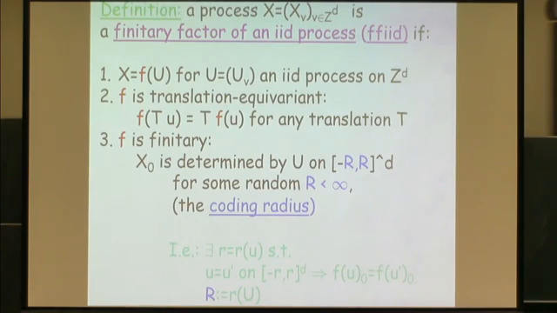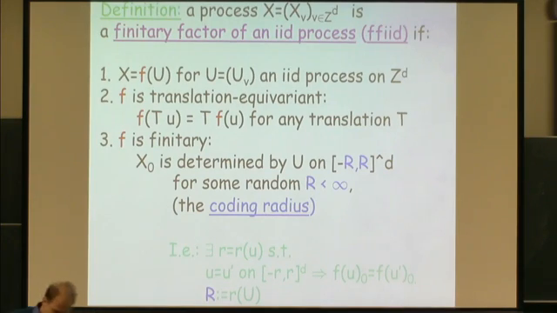And incidentally, if 1 and 2 are true, then it's said to be a factor of an IID process. And number 3, the most interesting one, I want it to be a finitary factor. What does that mean? Think of the function as an algorithm which looks at the IID random variables and then computes the process X that I want. It's going to be a coloring.